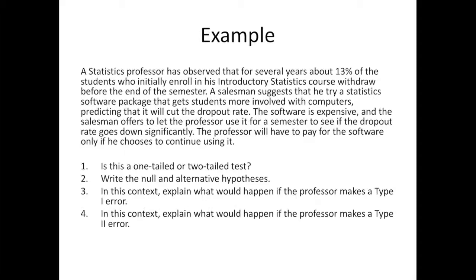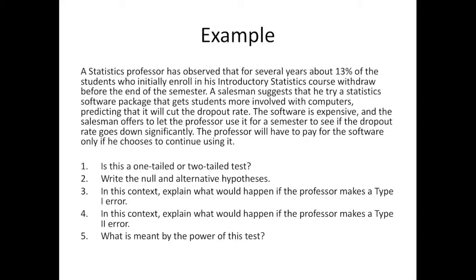Now, how does that compare with a type 2 error? Well, a type 2 error is when we fail to reject a false null hypothesis. So in this scenario, the software does provide a benefit to the students. It would lower the dropout rate, but the professor fails to notice that. Now what happens there, the professor's not out any money, but he hasn't improved his course at all, and therefore he's missed out on a good educational opportunity for his students.